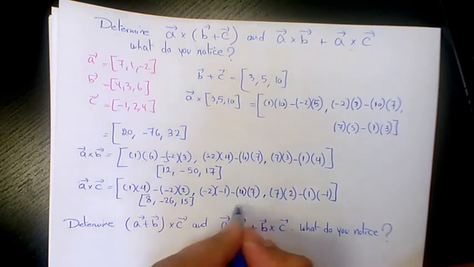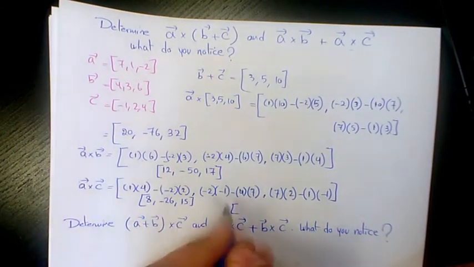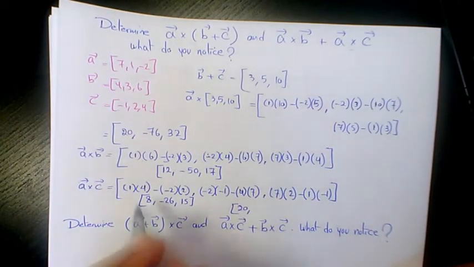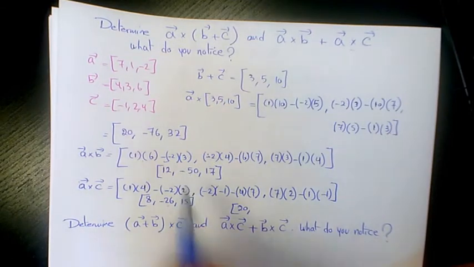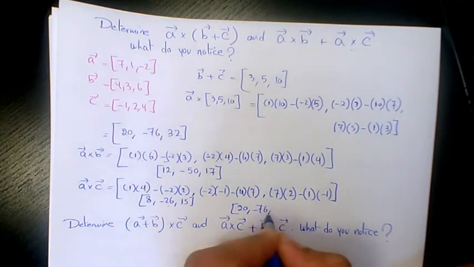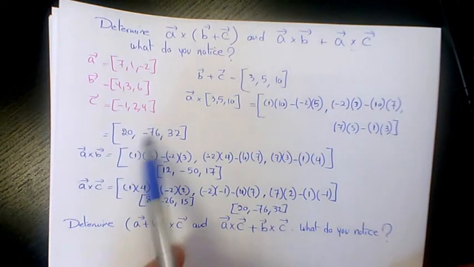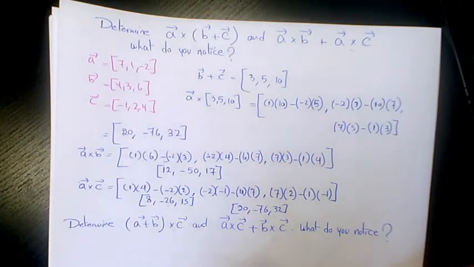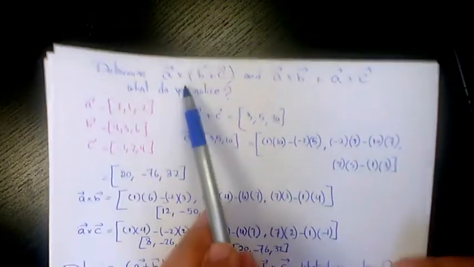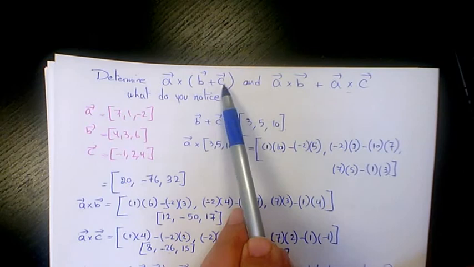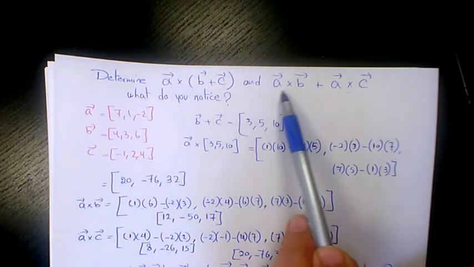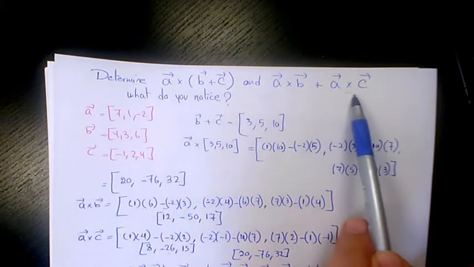When you add them, 8 plus 12 is 20. Negative 26 and negative 50 is negative 76. 15 plus 17 is going to be 32. As you see here, this vector and this vector are the same. So it means that the cross product of A and B plus C is the same as the cross product of A and B plus the cross product of A and C.